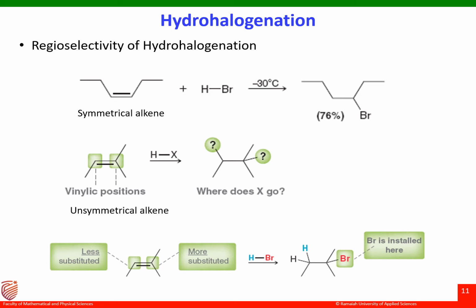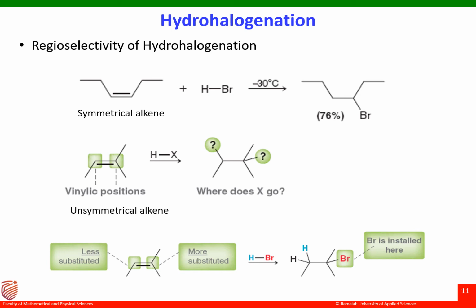Now the incoming electrophile, the hydrogen, will go to that particular carbon which has less substituted groups. Here, it is the second carbon which is less substituted, therefore the electrophile will be added towards the second carbon, thereby generating a carbocation at the more substituted carbon.